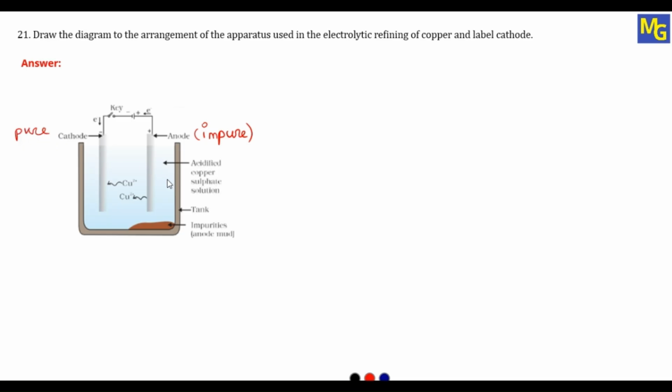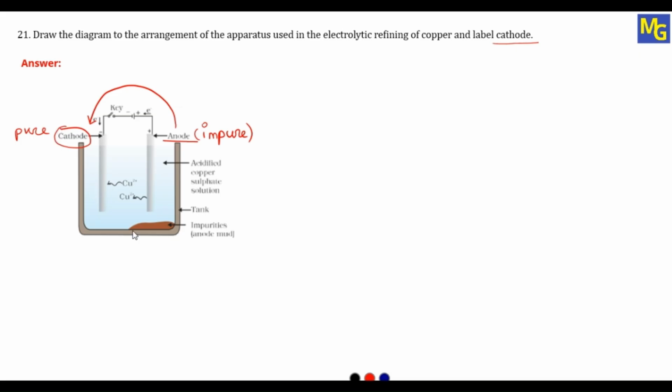At the anode, one reaction takes place which is called oxidation, and the metal ions will go and deposit at the cathode by the reaction called reduction. Like this, we can separate our metal from the impure metal. This is called electrolytic refining. Here the question is, you have to label cathode, and this is the answer. You have to write cathode on this side.